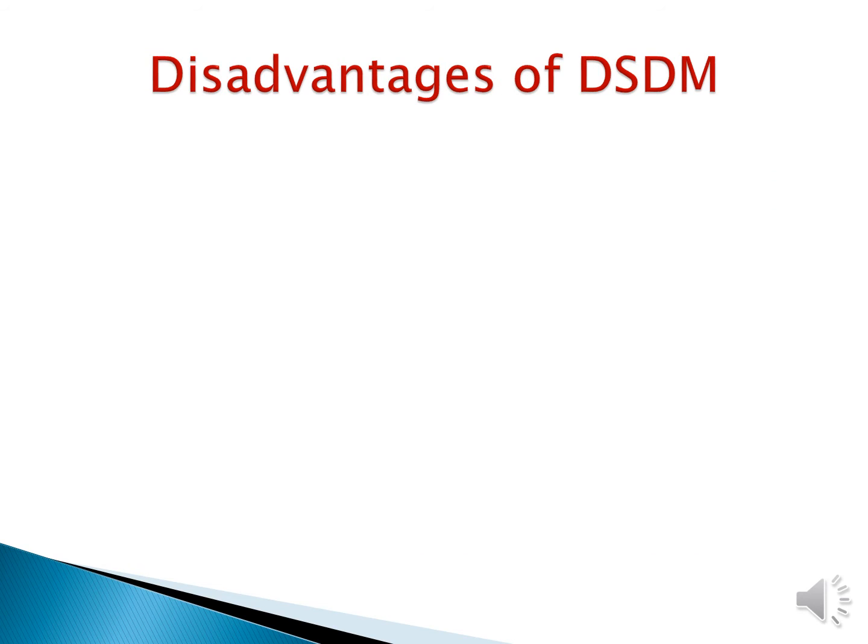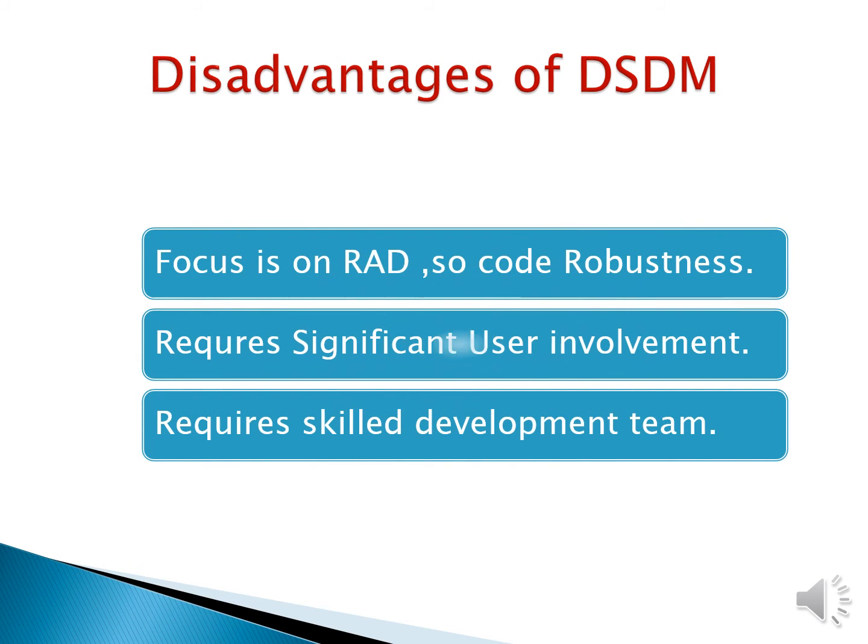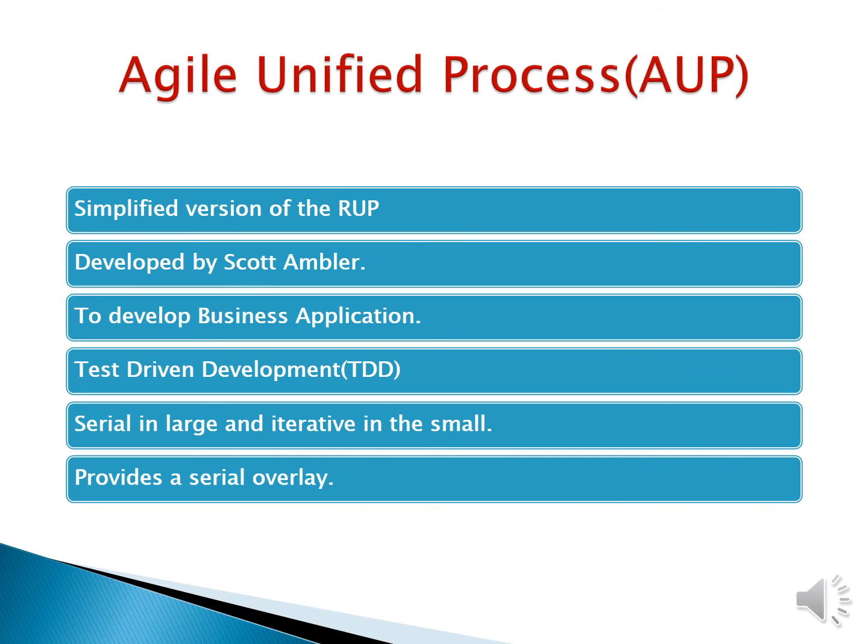Here are some of the disadvantages of DSDM. So the first one, that is DSDM focuses on RAD, which can lead to a decrease in code robustness. It requires significant user involvement. Then the third one, that is DSDM requires a skilled development team in both business and technical areas.